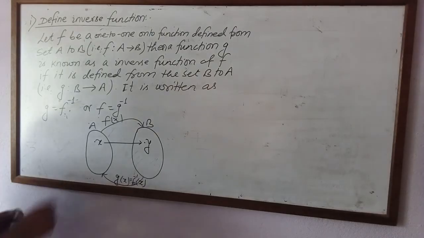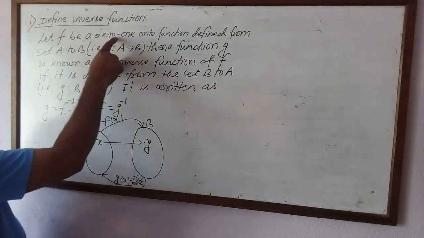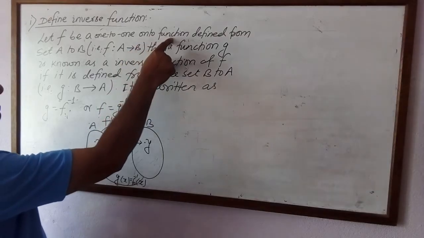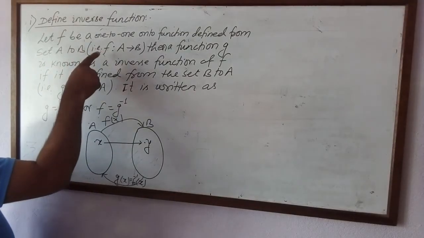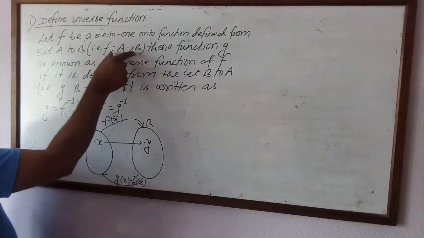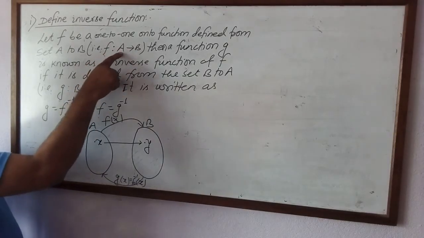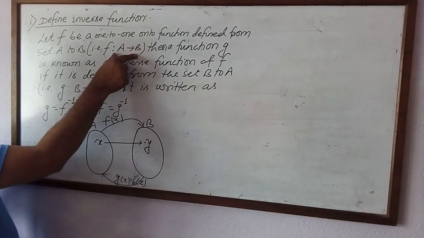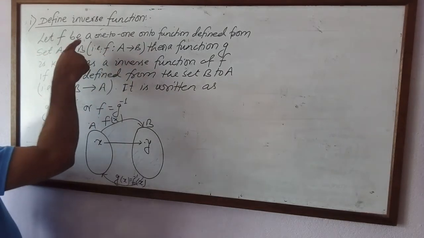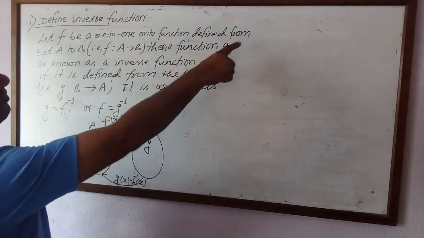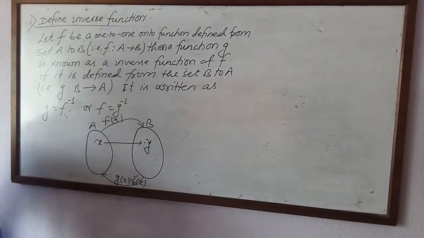Now, let f be a one-to-one onto function defined from set A to B. It is written mathematically as f: A to B. This is, f is a function from set A to B. Mathematically, it is written like this. F is a one-to-one onto function defined from set A to B.